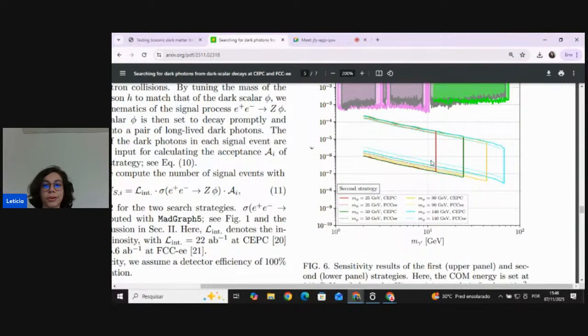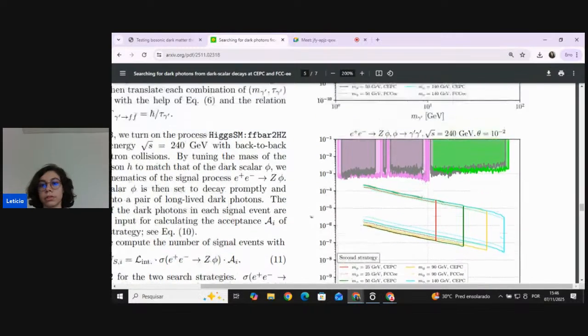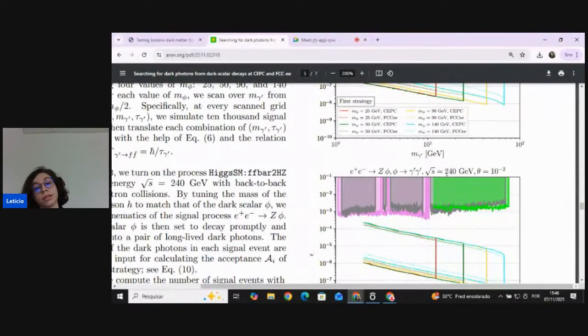An important thing that I forgot to say: both strategies' signals are considered background free from the standard model. The second strategy is, of course, background free. For the first one, they do some implications, but it's mostly no background from the standard model. So these are good signals to search. The center of mass energy would be 240 GeV for both of them.